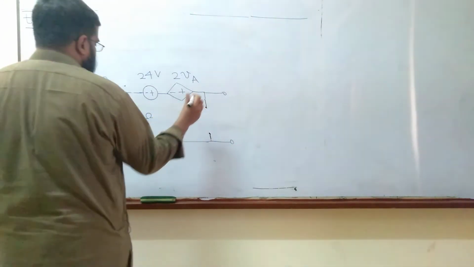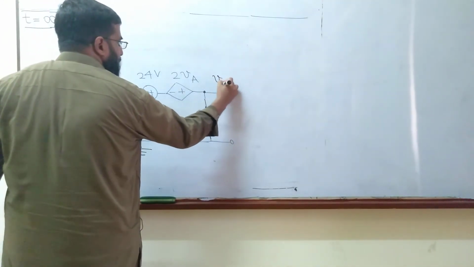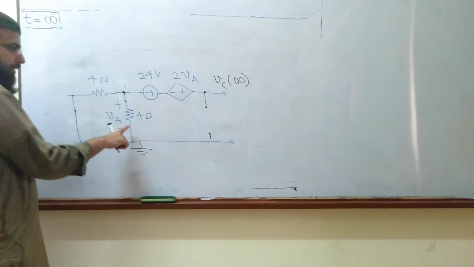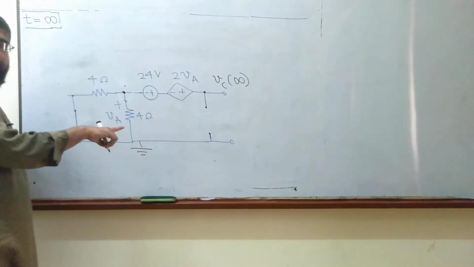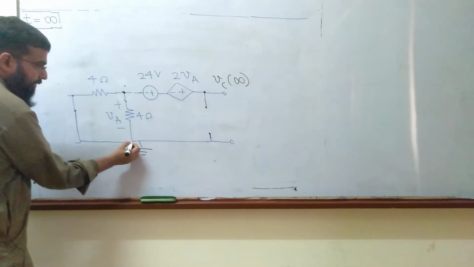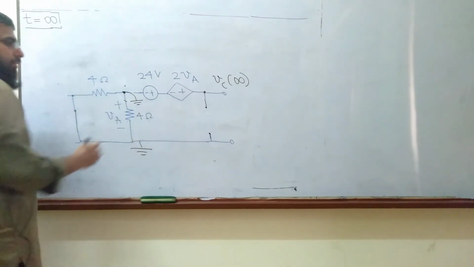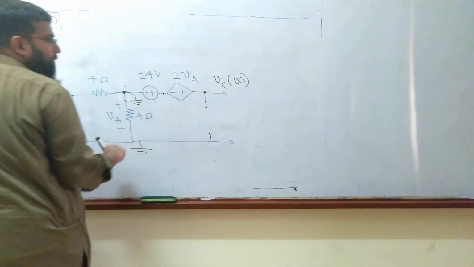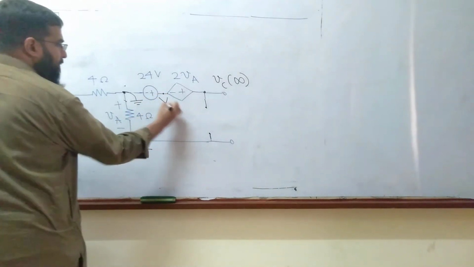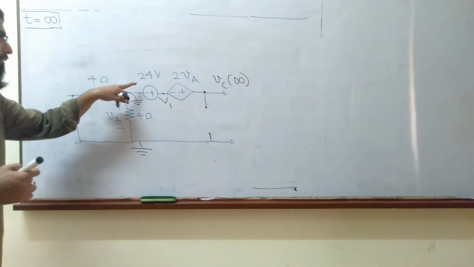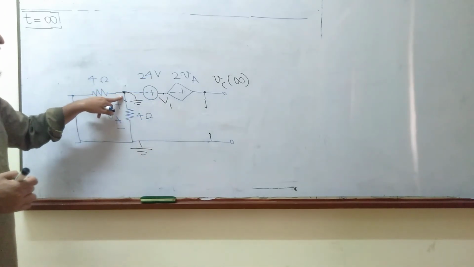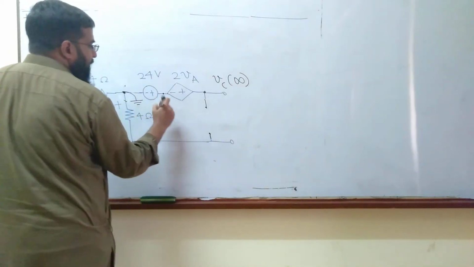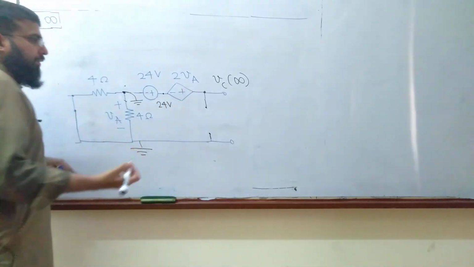So what is Vc at infinity then? If there is no current through this 4 ohm resistor, this means there is no voltage drop across it. So if this is ground, this is also ground. What is the voltage here at this dotted point? Let's call it V1. V1 is the voltage on the positive side of this 24 volts, while its negative side is connected to ground. So V1 has to be 24 volts. So here at this point, we'll have 24 volts compared to ground.